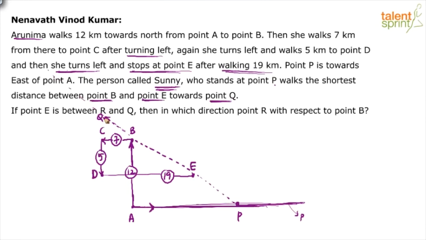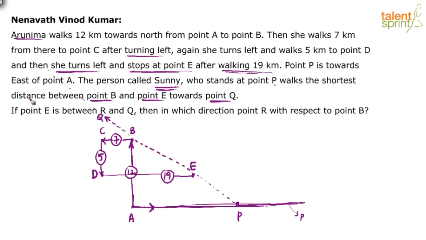Now a question that arises is, why can't point Q be here? Maybe some of you are confused. Point Q can be here also, so Sunny starts from point P and reaches point Q. But understand, if point Q is between point E and point P, why will Sunny have to go towards B?